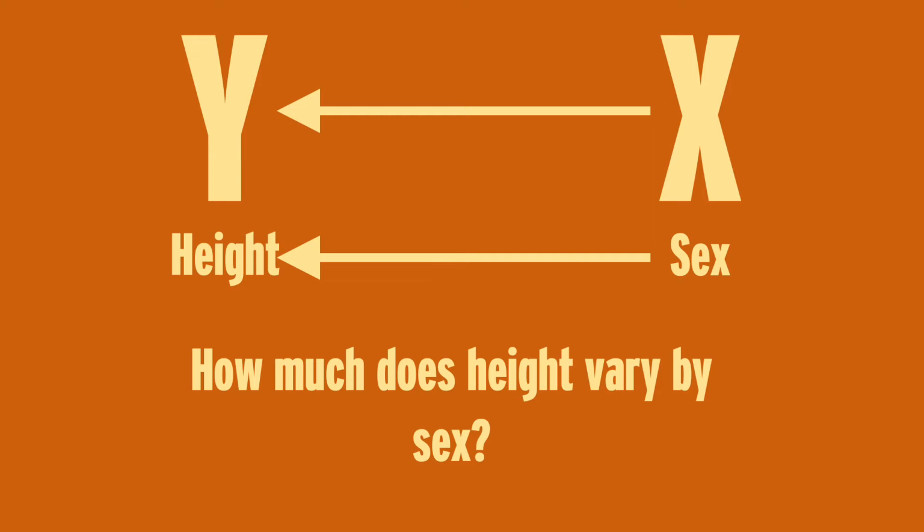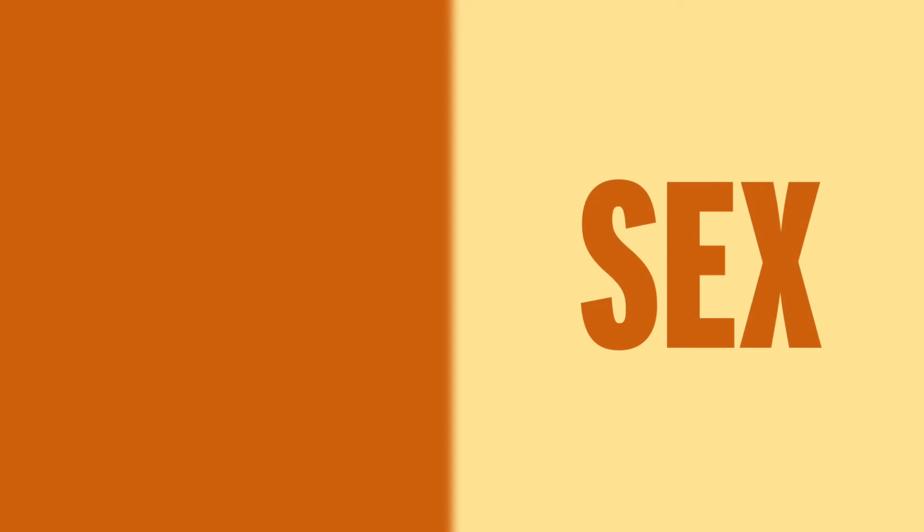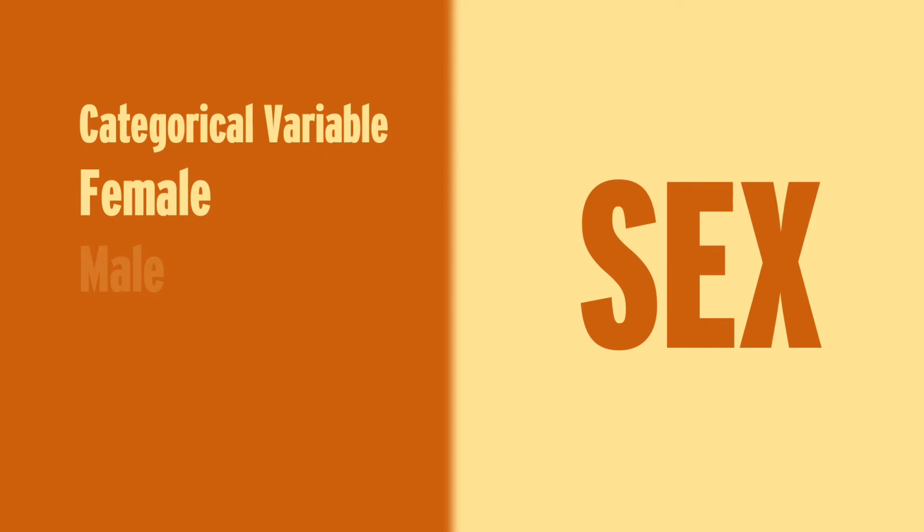Let's first define what types of variables we have. Our y variable, height, is a continuous measure. Our x variable, sex, is a categorical variable. Categorical variables divide data into distinct categories. For biological sex, those categories would be female, male, and intersex.